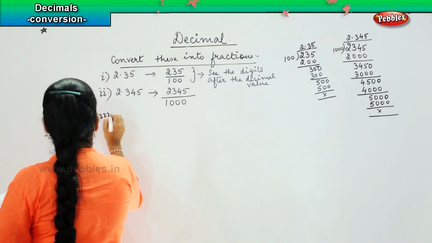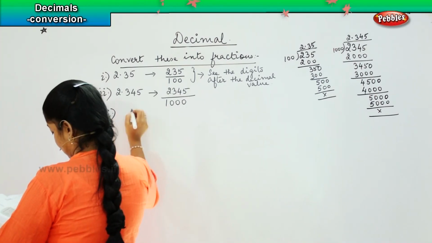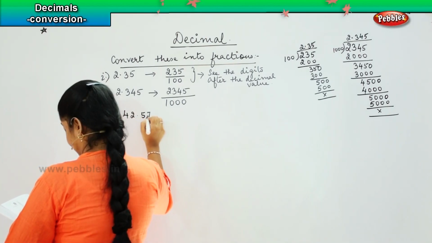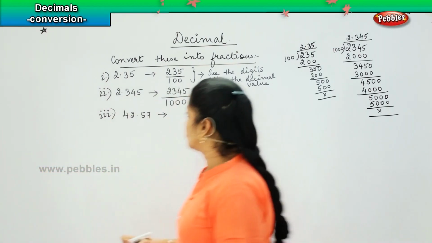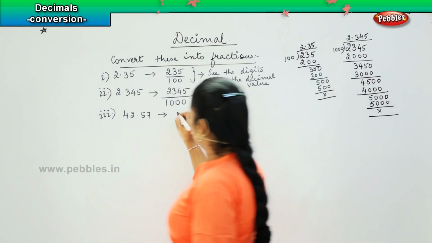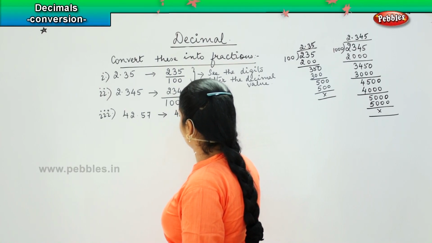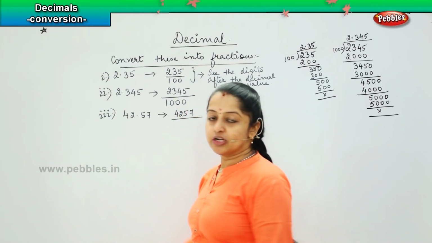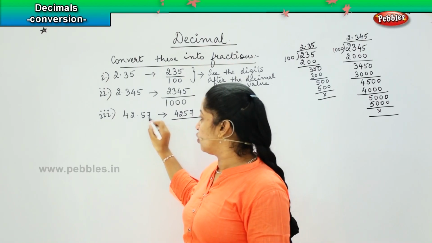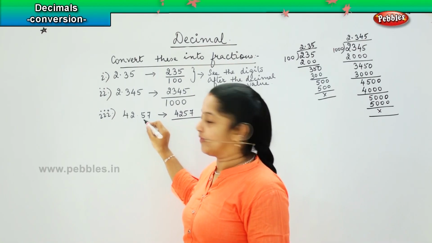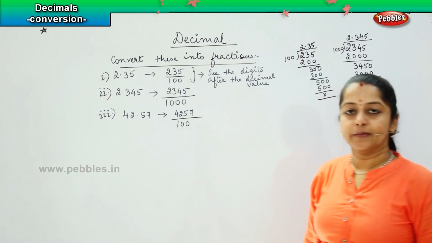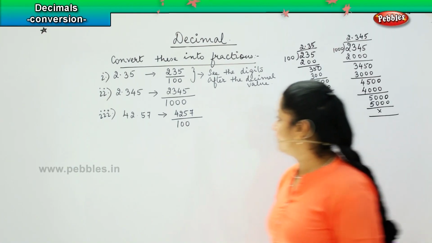Now, the next question is 42.57. Okay. So how will you convert this into a fraction, children? You will be writing 4257. So how much should it be divided by? 1, 2. So when I said that there are 2 digits, it will be 100, right? So it will be 4257 divided by 100. Clear? The next one.